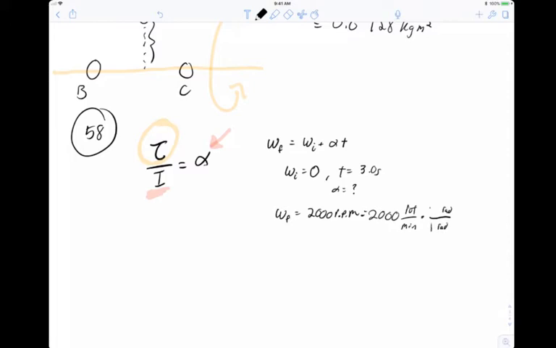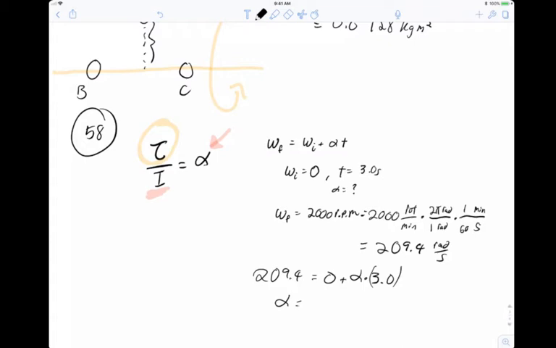So first, let's change this rotation into radians. 1 rotation is 2 pi radians. Let's change the minute to seconds. 1 minute is 60 seconds. So the final angular velocity is 2,000 times 2 times pi divided by 60. Okay, so now I know the final velocity that it's spinning at in radians per second, initial angular velocity. I don't know what the acceleration is, but whatever the acceleration is, it takes 3 seconds to get there. So I can use this formula to find this, divide by 3, 69.8 rads per second squared.